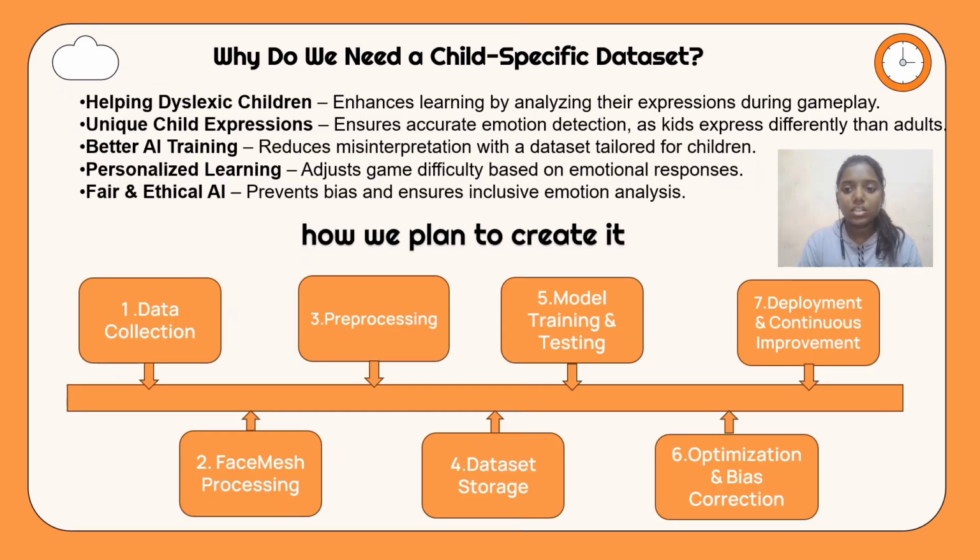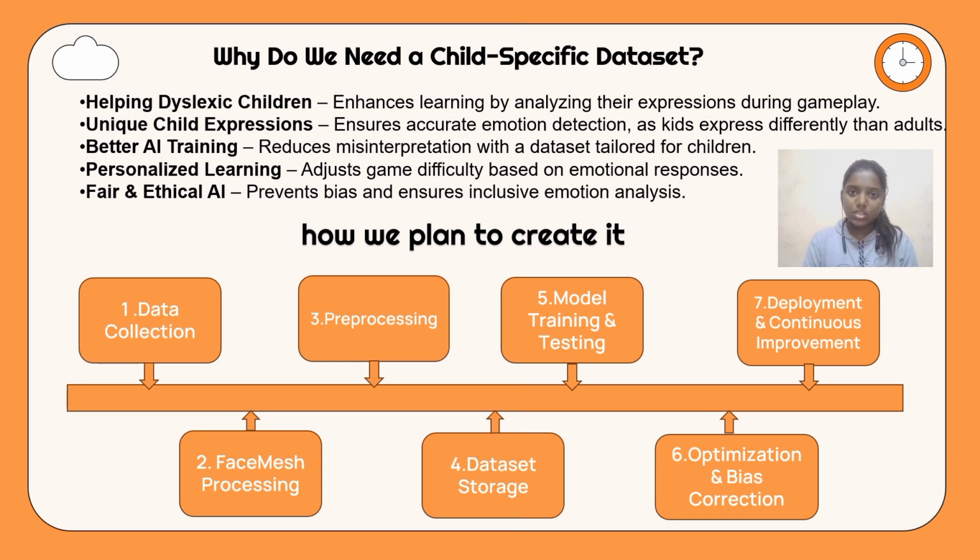So far we have seen the disadvantages of the ViT transformer and how those disadvantages are overcome by face mesh. Now it is our task to build a model which is trained on face mesh data and does expression tracking. As we know, our project is expression tracking for dyslexic kids. That means we have to track the expressions of the kids. So here comes the question, why do we need a child-specific dataset? Helping dyslexic children enhances learning by analyzing their expressions during the gameplay. Unique child expressions ensure accurate emotion detection, as kids express differently than adults. Better AI training, personalized learning, fair and ethical AI. So we can say that if we train a model which is completely built on a child-specific dataset, we might get good results in their expression tracking.